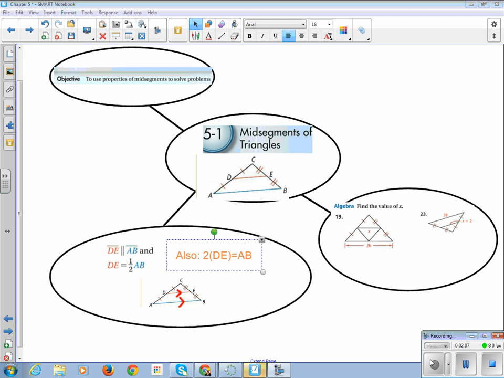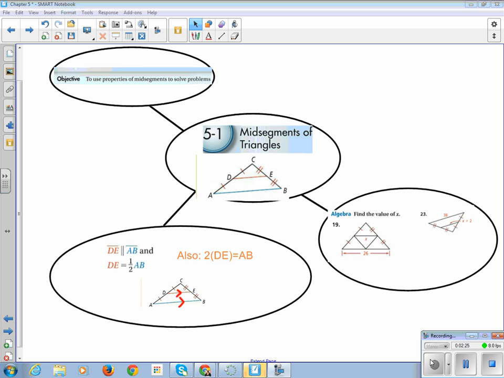If I double DE, it will give me side length AB, because it's going to toggle back and forth. Sometimes they'll give you the short guy, and you're going to have to double it to get the long guy. Sometimes they're going to give you the long one, and you're going to have to halve it to get the short one. So let's do two problems that use this property.